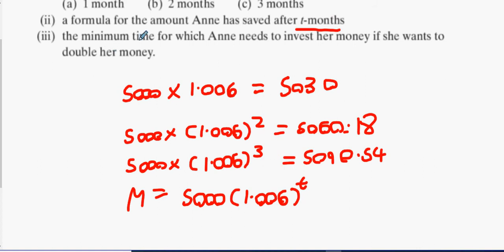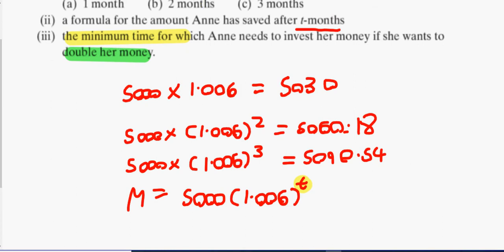Next thing. What's the minimum time? Oscar, which variable do you want when it says the minimum time? Do you want m or t? T. T is in what position? What do you think you're going to do? Both sides, yeah? You're going to have to do that. Alright. Double her money. What does double her money mean? The amount of money you have is going to be what? 10,000. You're going to double your money.